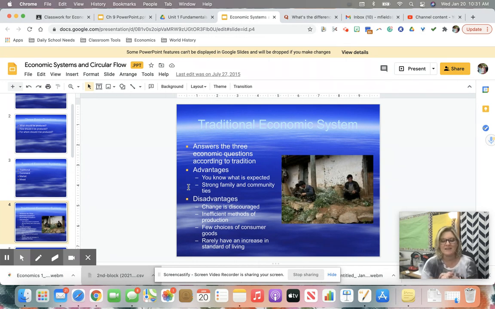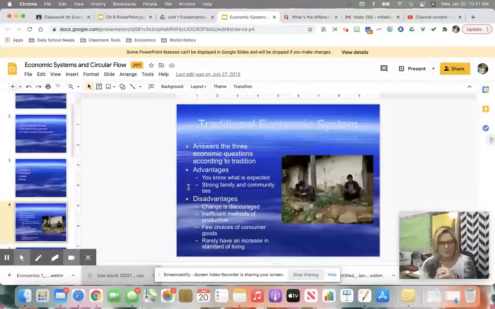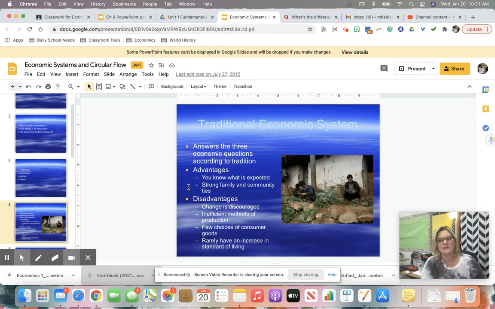Some problems with this, and I always like using the goat herding example, is you're going to be a goat herder if your dad was a goat herder and your grandfather was a goat herder, but change is discouraged. What if you don't want to be a goat herder? What if you want to be a dentist, right? I don't know if you recognize that from a Christmas movie, but what if you want to be a dentist instead of a goat herder? Well, that's going to be a problem because that is discouraged for you to do.